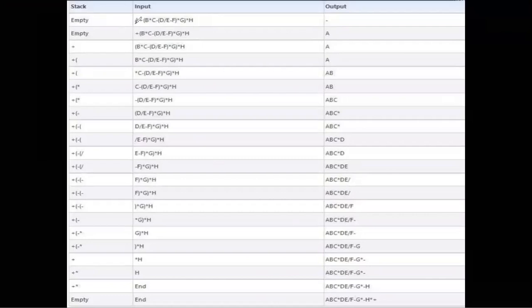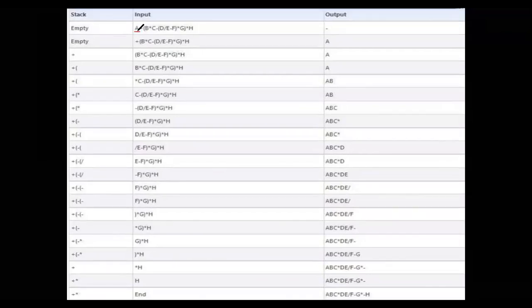So first we start with A. As this is a character, we push it to the stack. You see A is in the stack. Sorry, this is output, not stack, my bad. As this is an operand, we send it to the output. So A is directly sent to the output. These are all the outputs, and this is the stack. So the stack is empty. Then we reach the plus sign. When we reach the plus sign, we push it to the stack. You see the stack has a plus sign. Then we go for the next one, the opening bracket. So we push it to the stack.